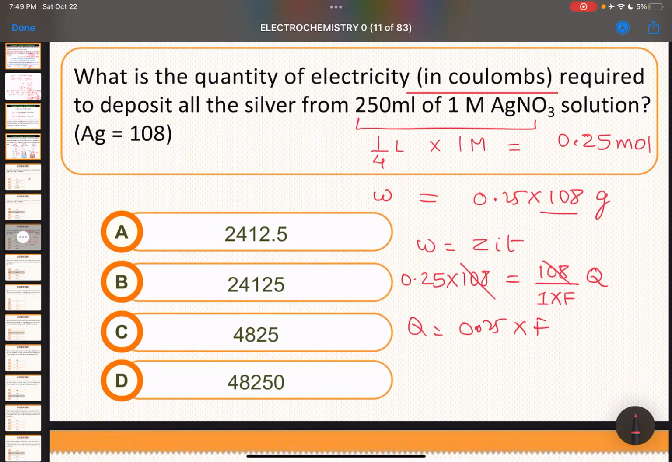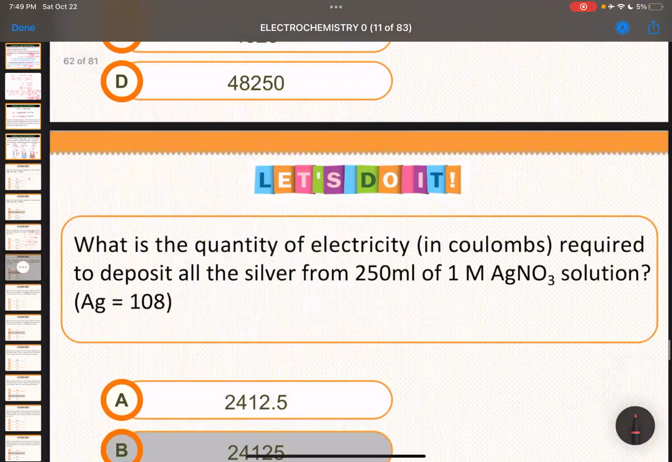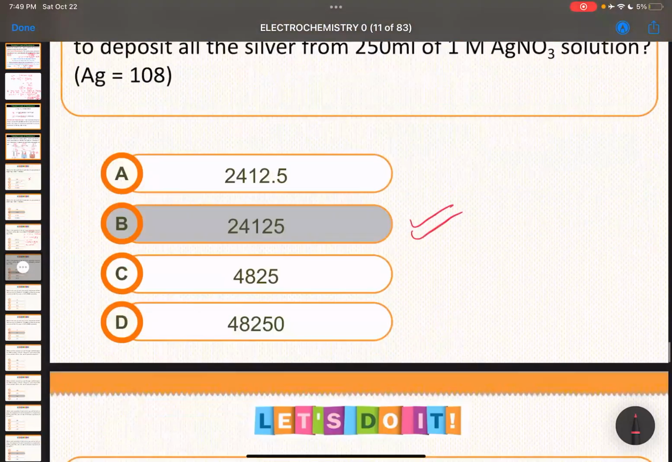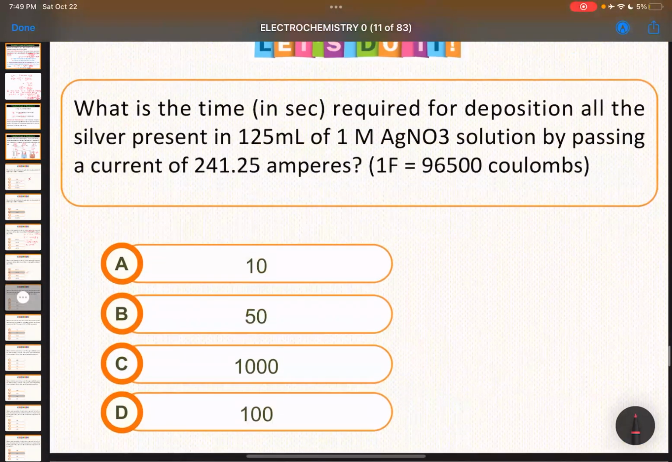B. Which one? B. Yeah, you need 96500 divided by 4 because 0.25 is 1/4. So let's check the answer. Yeah, correct. Very good. And suppose if the time is there, then the current is time, always take it in seconds.